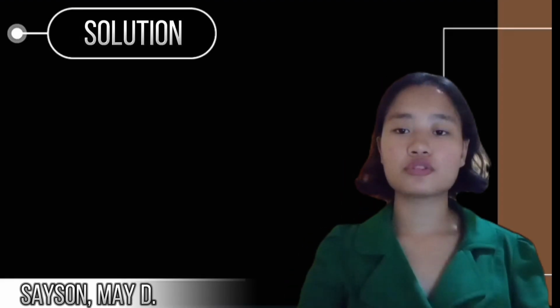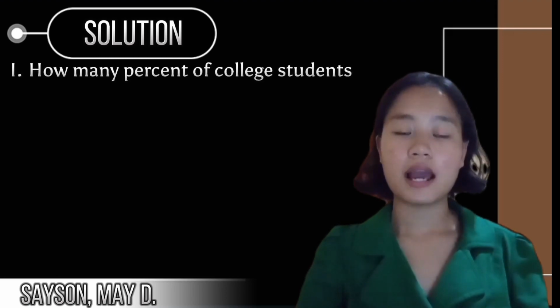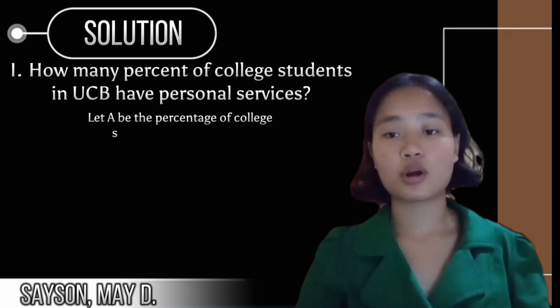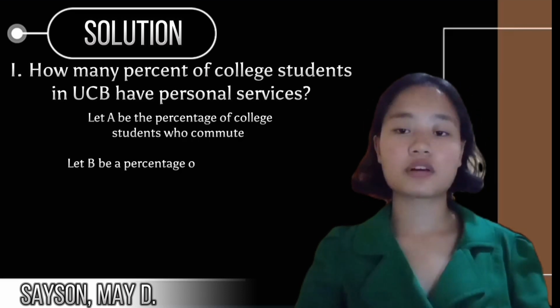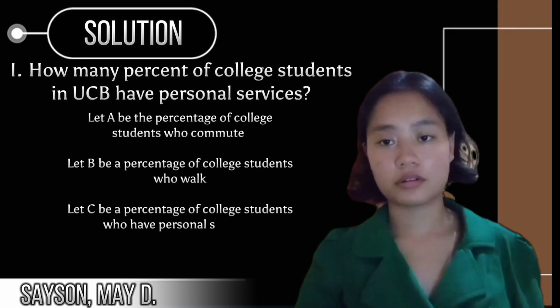So, moving on to the solution. Let's solve the first problem. How many percent of college students in UCB have personal services? So, let A be the percentage of college students who commute, let B be the percentage of college students who walk, and let C be the remaining college students who have personal services.